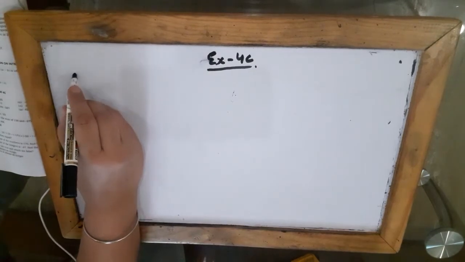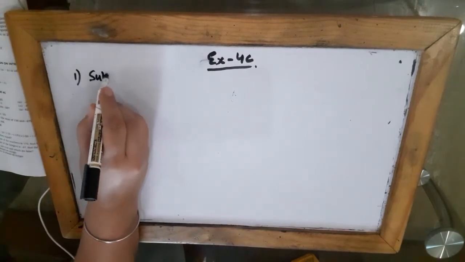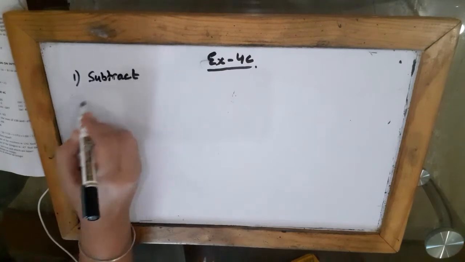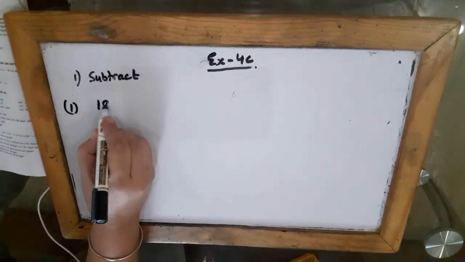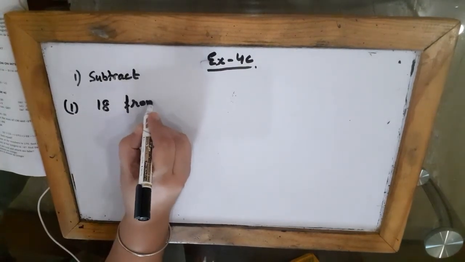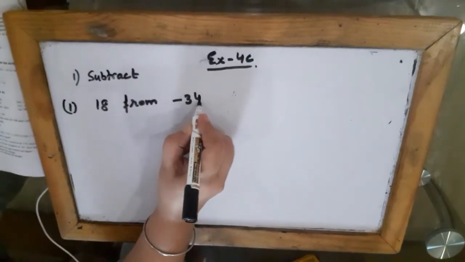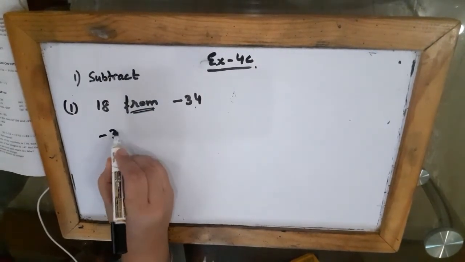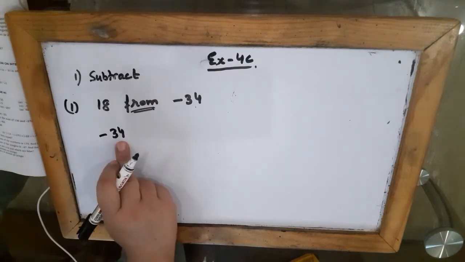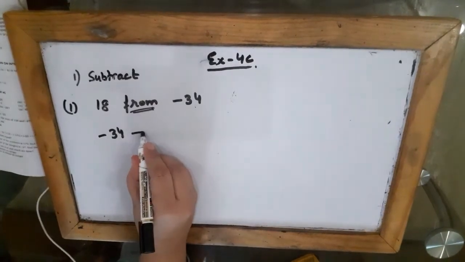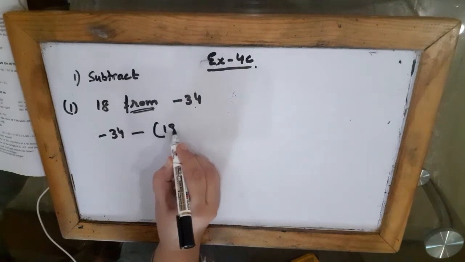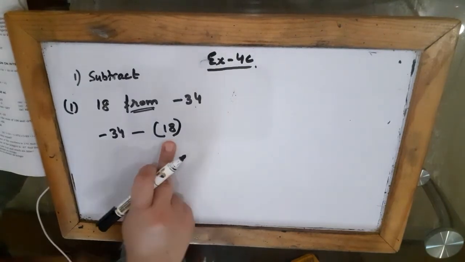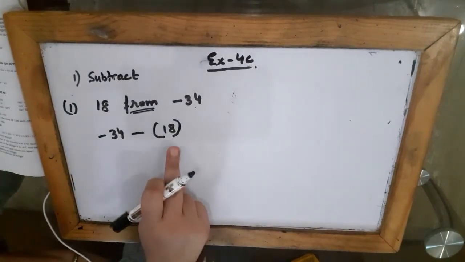Now in the first question, it's written you have to subtract 18 from minus 34. So "from" means that this integer will come first, that from minus 34 I have to subtract 18. So now look at this very carefully.